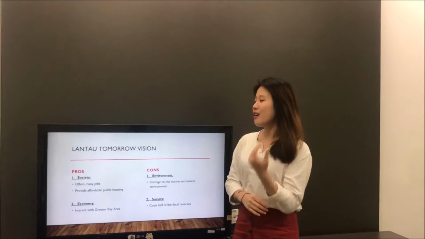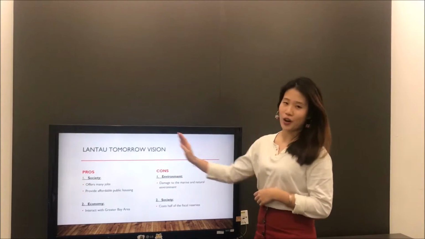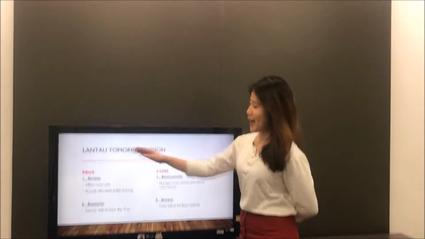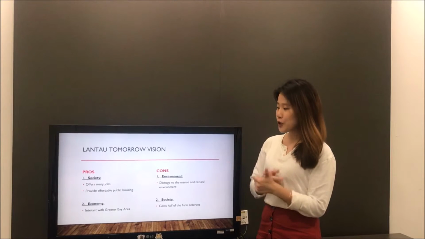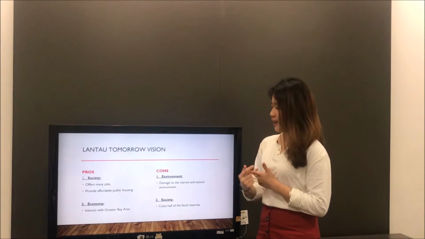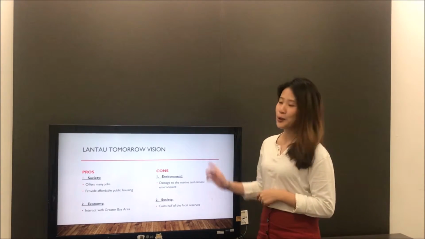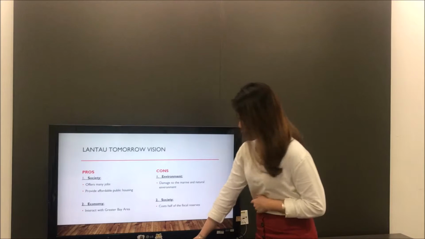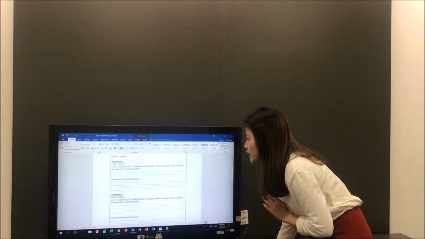Okay, after hearing all the ideas from you, these are the arguments that I have just organized. I have pros and cons, and these arguments are from three aspects. The first one is society, the second one is economy, and the last one is environment, okay? And I will use these arguments to do the worksheet with you. So please take out your worksheet.